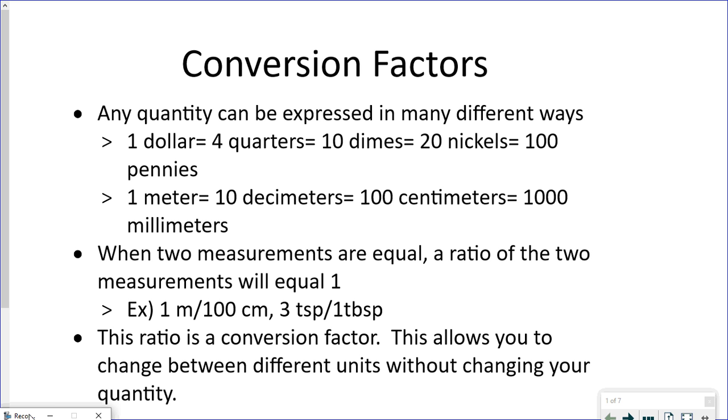If you're cooking and maybe something calls for tablespoons, but you only have teaspoons, you could still measure out what you need, knowing that 3 teaspoons are going to be equal to a tablespoon. So you could set that up as a ratio. These ratios that are equal to each other are known as conversion factors. So they will allow you to change between units without changing your overall quantity. So here's what some of this will look like.